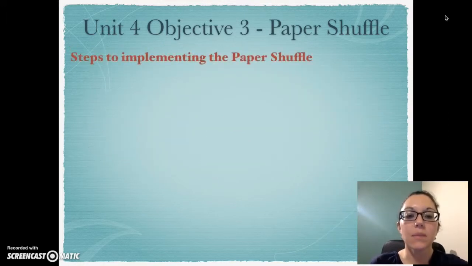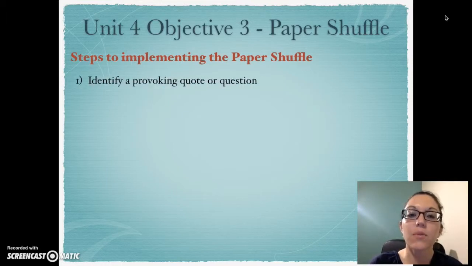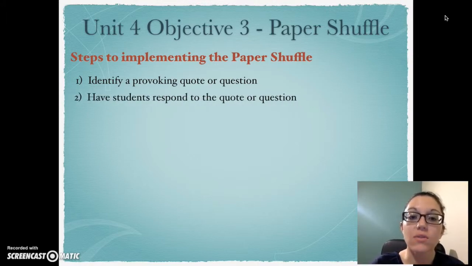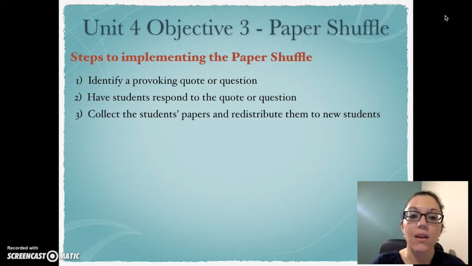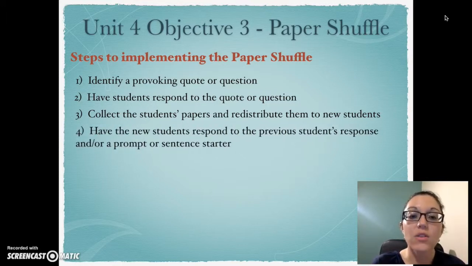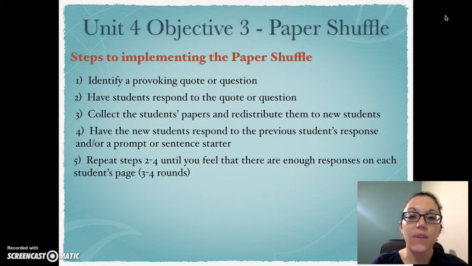The steps to implementing the paper shuffle activity are very simple. Number 1, identify a provoking quote or a question. Number 2, have the students respond to the quote or the question individually. Number 3, collect the students' papers and then redistribute them to new students. Number 4, have the new students respond to the previous students' responses or a prompt or a starter sentence. Number 5, repeat steps 2 through 4 until you feel that there are enough responses on each student's paper.